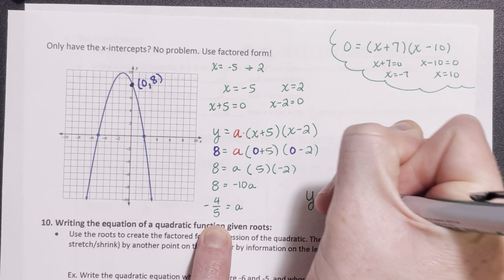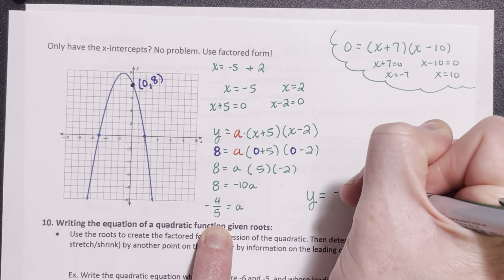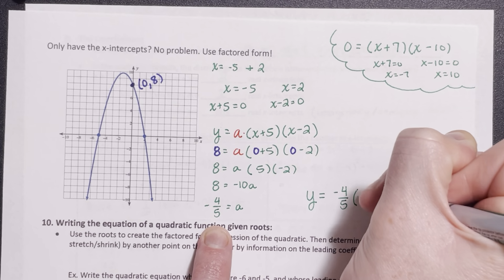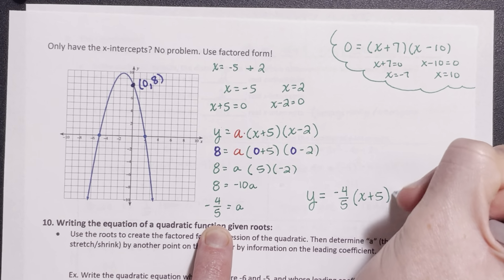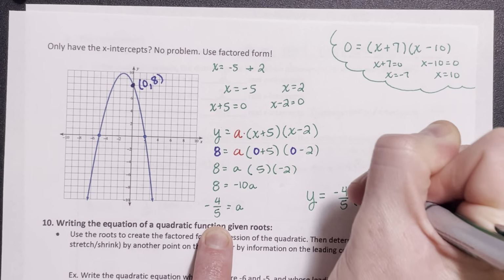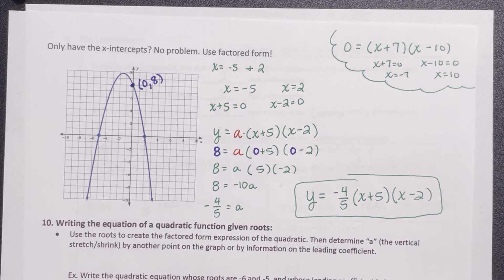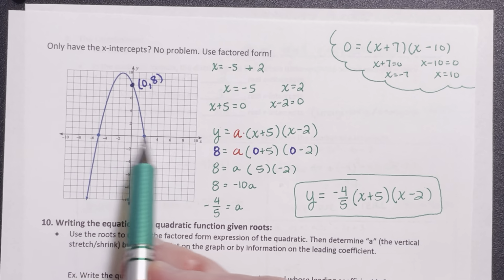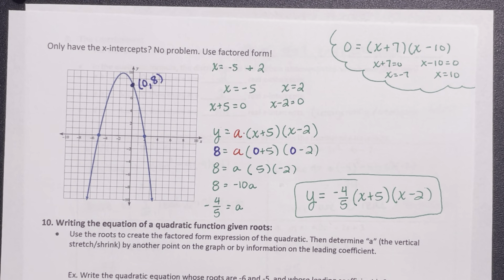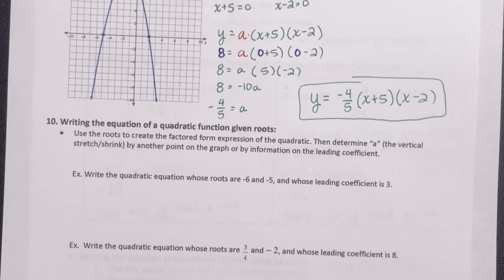So our function in factored form would say y equals negative 4/5 times x plus 5 times x minus 2. It doesn't matter what form it's in, each form has its own advantages. So having something in factored form is helpful when you're finding the x-intercepts. Having it in standard form can be helpful for finding the x-intercepts if you're using the quadratic formula. Vertex form is always nice to help find the vertex.